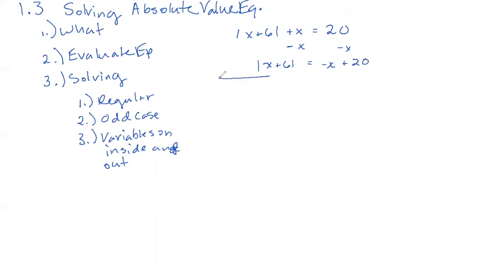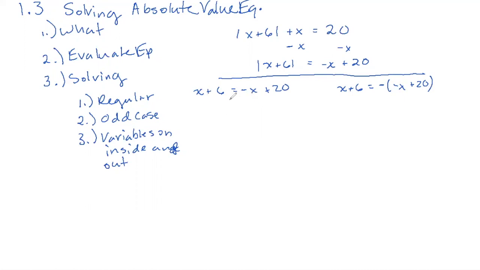Now, what you do from here is basically the same thought process. We're going to have one case where x plus 6 equals negative x plus 20. And we're going to have another case where x plus 6 equals the negative of the quantity negative x plus 20. Notice what I did there. I took the entire quantity on the right and made that negative. You see that? It's the whole quantity on the right. So be careful when you do this problem.